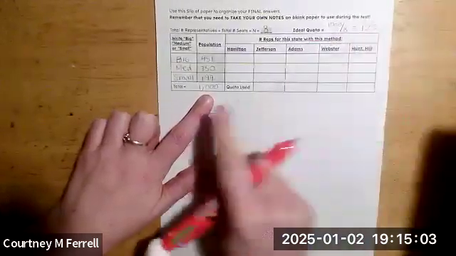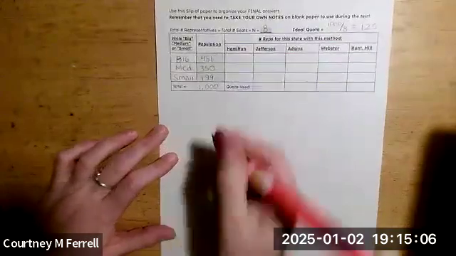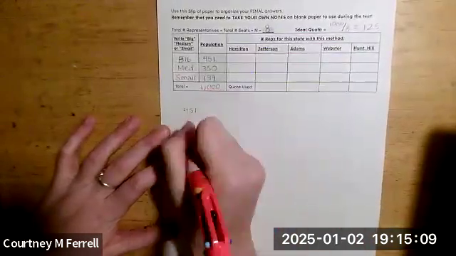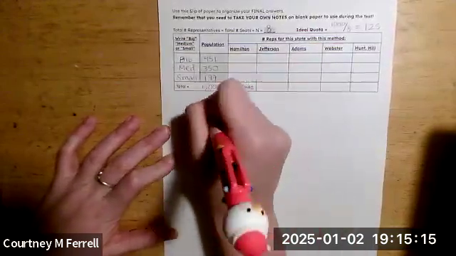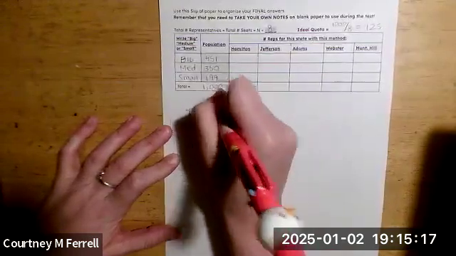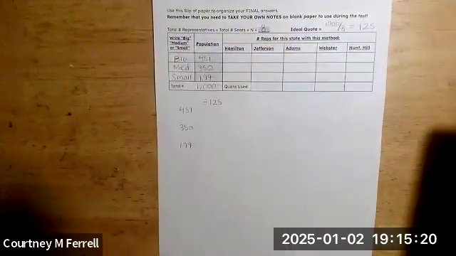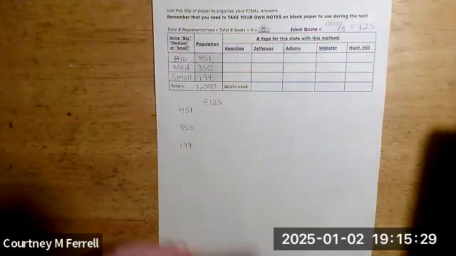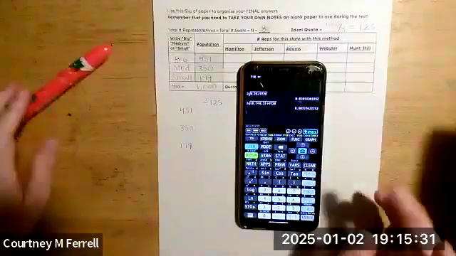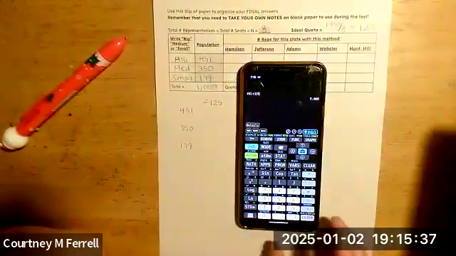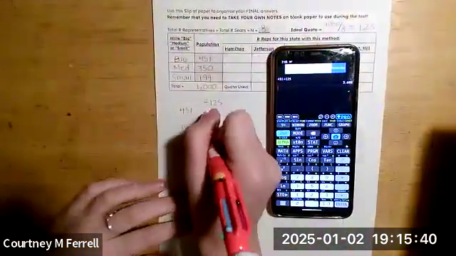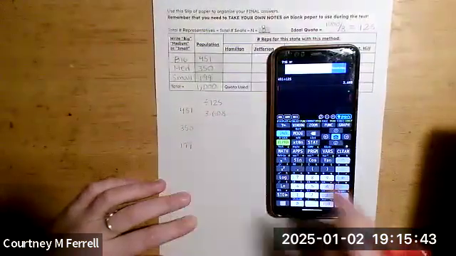That's our ideal quota. So the first piece of work we're going to do is I'm going to copy down these populations. The first thing we're going to do is divide them all by our ideal quota, which again was 125. I'm going to grab my calculator in order to do that. Okay. So 451 divided by 125 gives me 3.608, just copying right off my calculator.